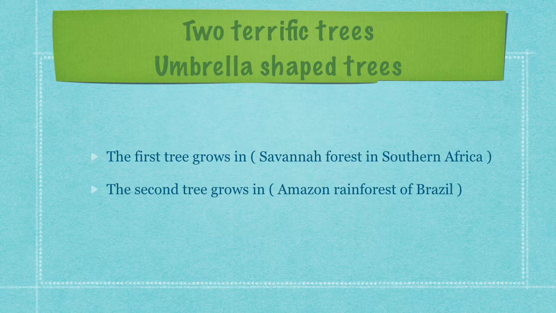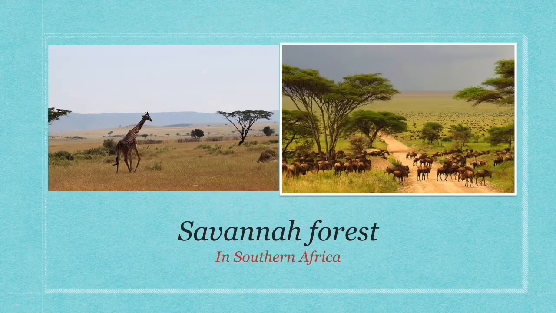Today we will study two terrific trees which grow in two different environments. The first tree grows in savanna forest in southern Africa, but the second tree grows in Amazon rainforest in Brazil. Savanna forest in southern Africa.